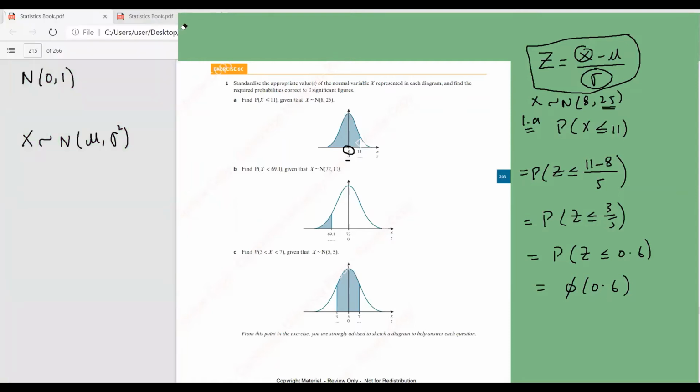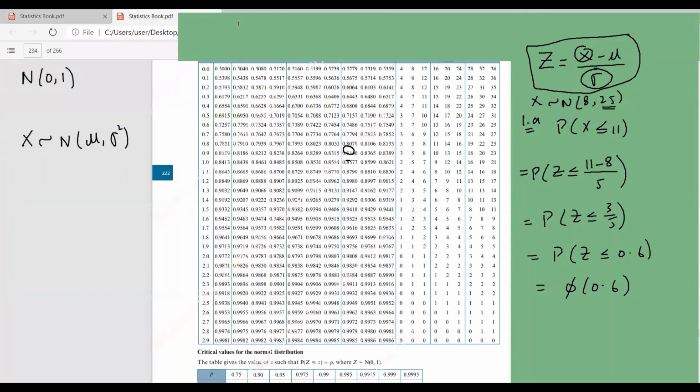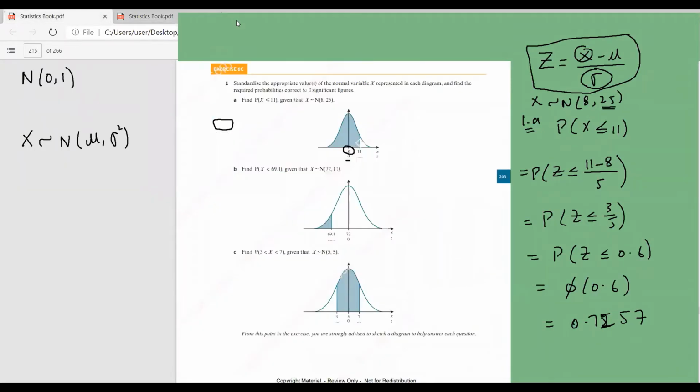Now you will be able to find this value from the table. We go into this table and let's see where this 0.6 is. We have 0.6 here, and this is going to be 0.7257. So this probability x less than or equal to 11 is going to be 0.7257. Here, guys, you will be using this formula. Now look at this B part.